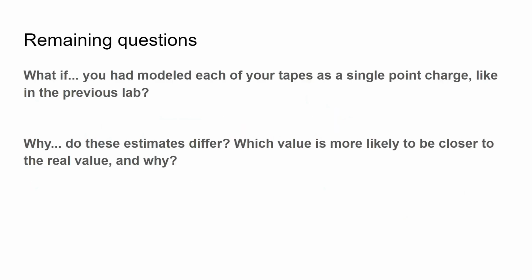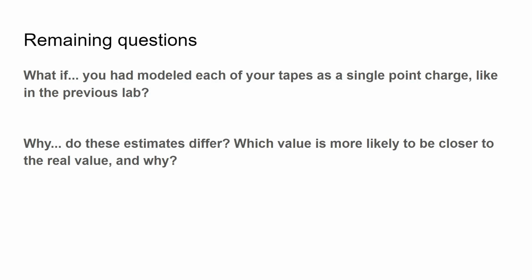Some final questions remain. What if you had modeled each of your tapes as a single point charge, like in the previous lab? If each of the tapes had been modeled as a single point charge, then the result would have been exactly the same as the last lab, since the same experimental data was used to model each of the tapes as a single point charge in the previous lab. As discussed earlier, the magnitude of the new model's net charge was smaller than the old point particle model. Why do these estimates differ? Which value is more likely to be closer to the real value, and why?